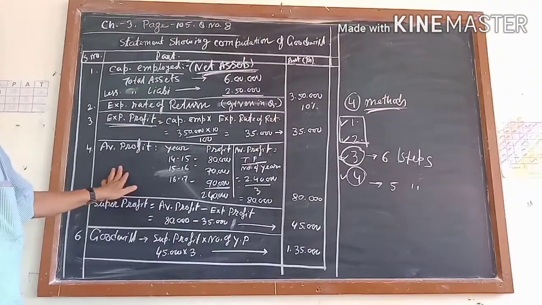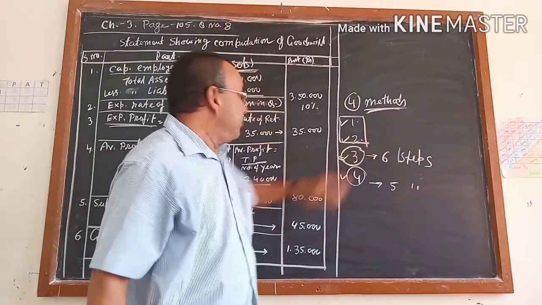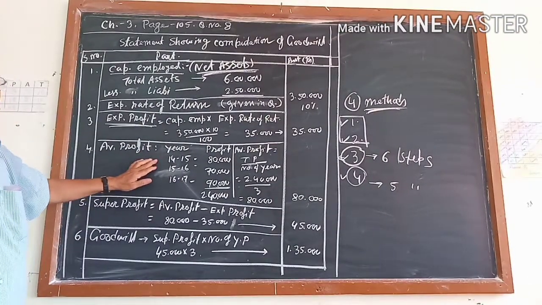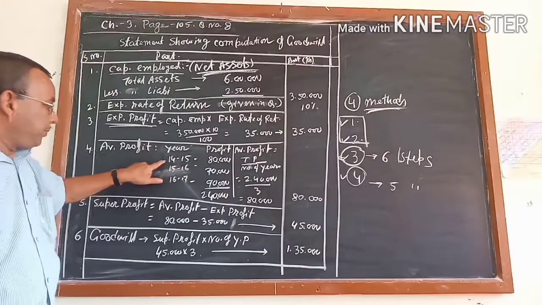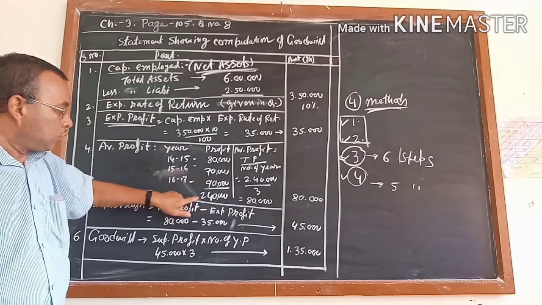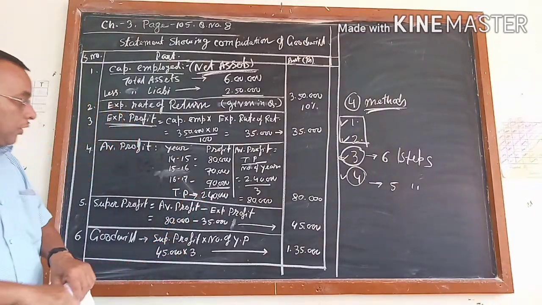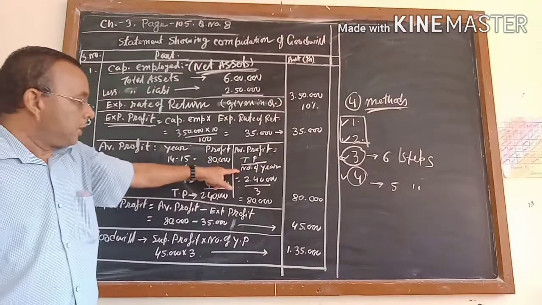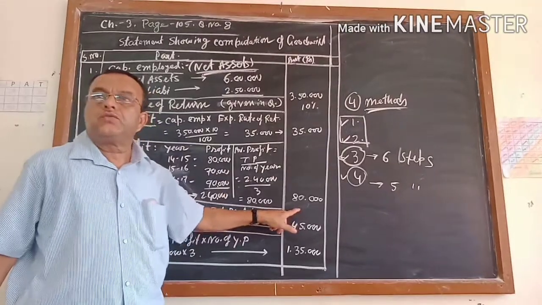Already you came to know the fourth step from step 1, method 1 and method 2. The fourth step, which is most important, is how to find out the average profit. Here the profit is given in the question: 80,000, 70,000, 90,000. Total profit, that is TP, you are getting 2 lakh 40, and the average profit is equal to total profit divided by number of years, which is 240 divided by 3, equal to 80,000. This is your fourth step.